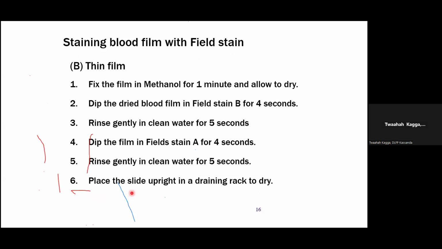Field staining technique for thin film is the reverse of the staining technique for a thick film. In other words, after fixing the thin film with methanol and allowing it to dry, we start staining with the Field stain B.